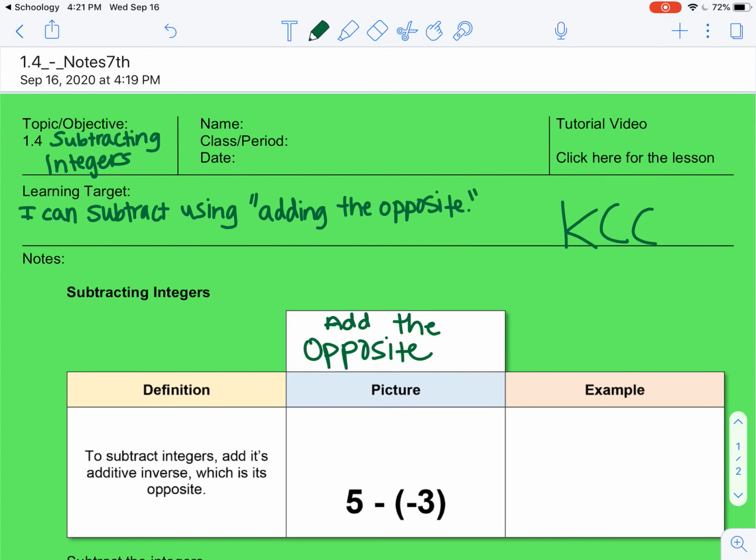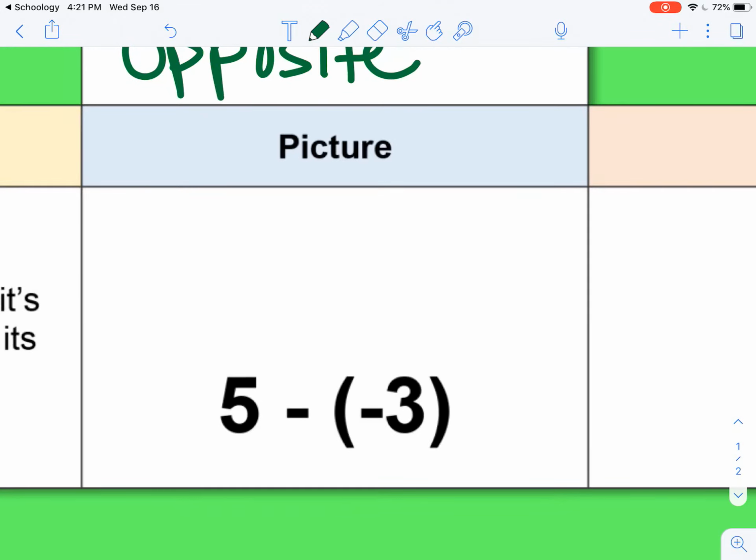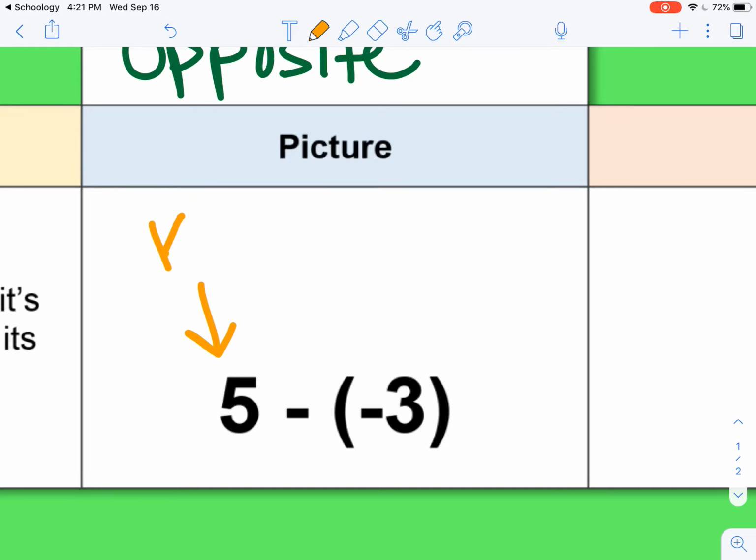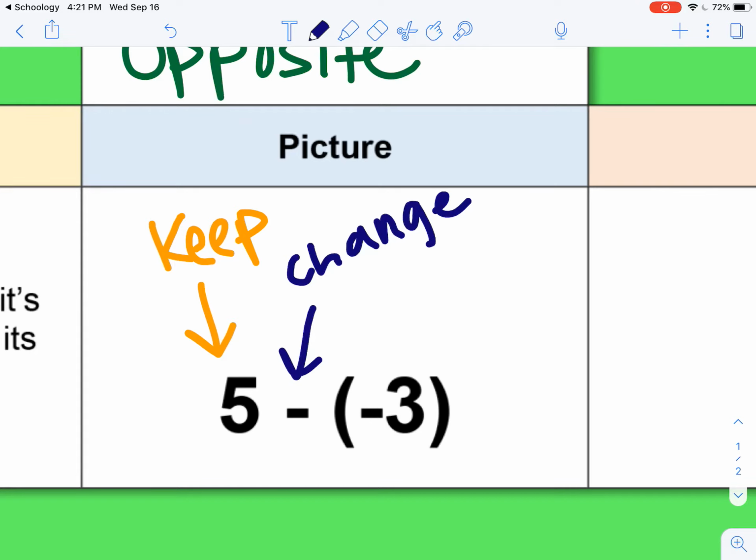Alright, so what adding the opposite means is you are going to add the additive inverse, which is its opposite. So instead of subtracting, we're going to add the inverse. So what that means is if we're looking at 5 minus negative 3, we are going to keep the 5. That's going to stay the same, okay? And then we are going to change the minus sign to a positive, and then change the negative 3 to a positive 3.